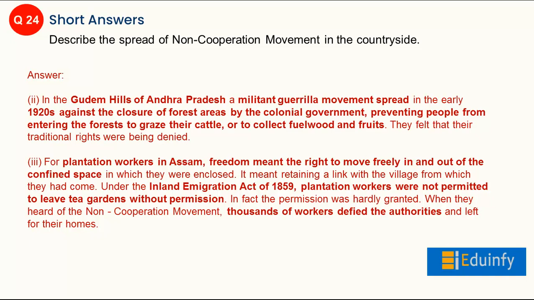For plantation workers in Assam, freedom meant the right to move freely in and out of the confined space. It meant retaining a link with the village from which they had come. Under the Inland Emigration Act of 1859, plantation workers were not permitted to leave tea gardens without permission. In fact, the permission was hardly granted. When they heard of the non-cooperation movement, thousands of workers defied the authorities and left their homes.